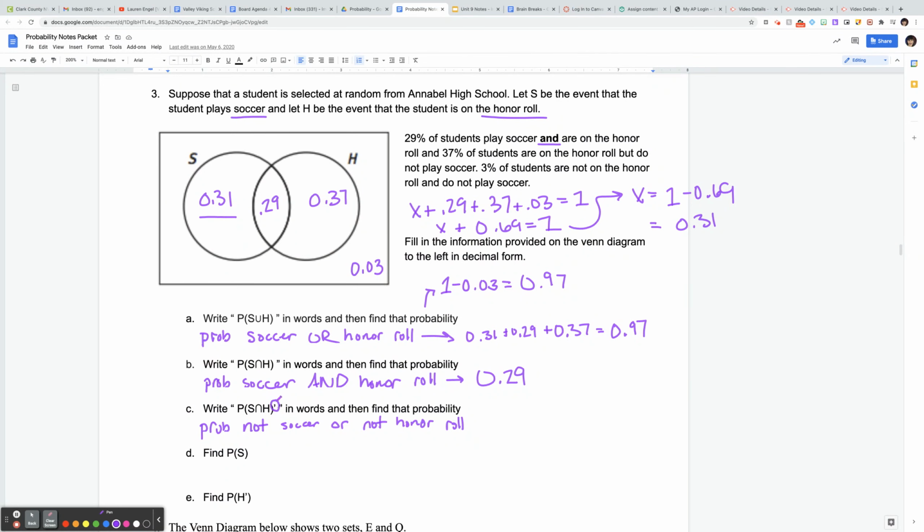So this little apostrophe dash, remember, sometimes it's also written as a small c, which stands for complement. What it does is it basically does the opposite of everything that's inside the parentheses. So the opposite of S is not S, the opposite of H is not H, and then the opposite of and, what it does is it switches it. So it changes from and to or.